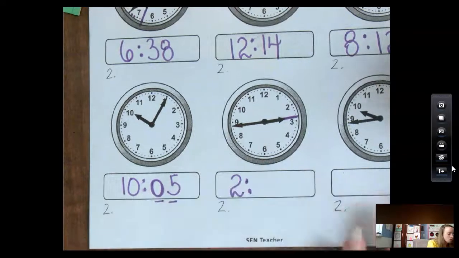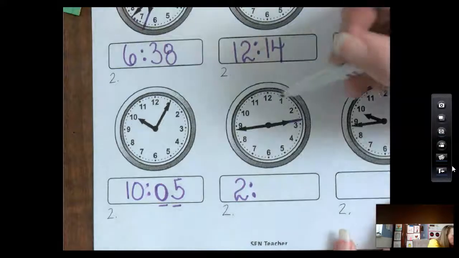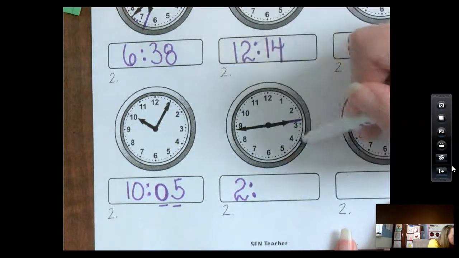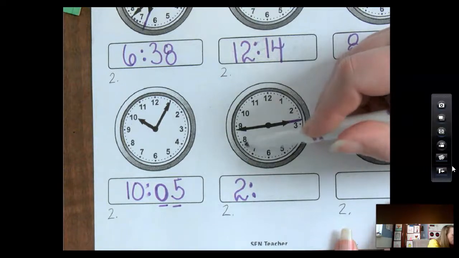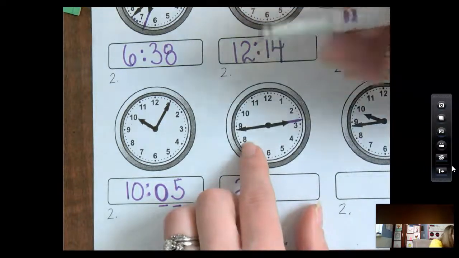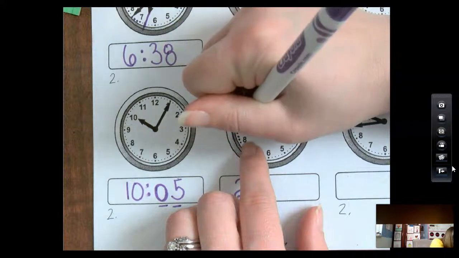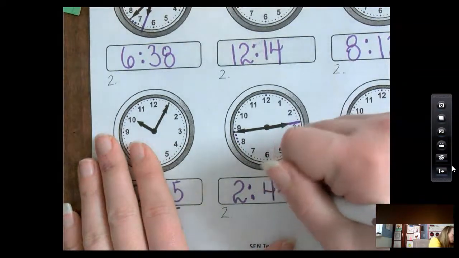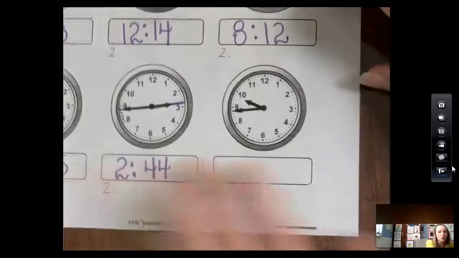All right, is it right on the 9? No, it's not right on the 9. So I'm going to count by 5s and I have to stop at that 8 and then count on. So here we go. 5, 10, 15, 20, 25, 30, 35, 40. So right now I'm at 40 and I'm going to count on. 41, 42, 43, 44. I'm at 44. So it's 2:44.